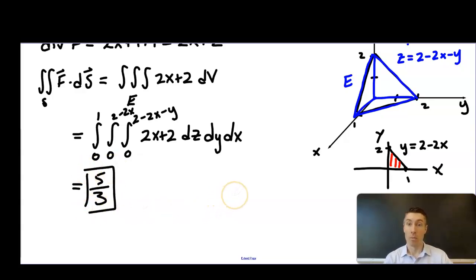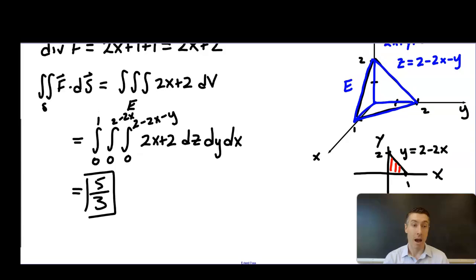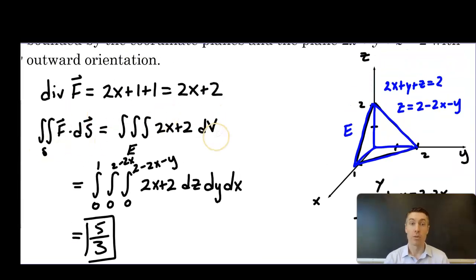Okay, so make sure we have a closed region. We did. Find the divergence, set up the triple integral, and evaluate. And again, outward orientation, we didn't have to do anything with our triple integral.